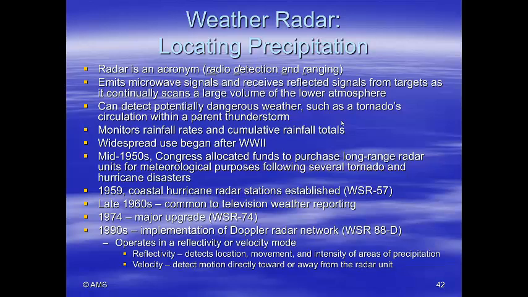And they really came into their heyday back in World War II. In the 50s, Congress allocated funds to purchase long-range radar units for the purpose of detecting tornadoes and hurricane disasters. In 1959, coastal hurricane radar stations were established. And in the 60s, they became common even in television weather reporting. In 74, there was a major upgrade. And in the 90s came the implementation of Doppler radar.